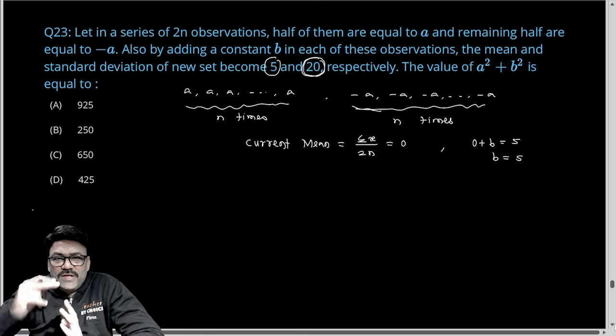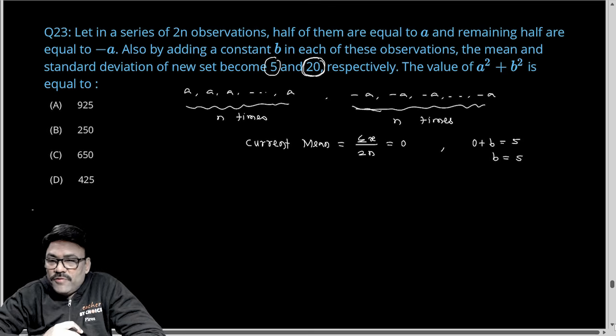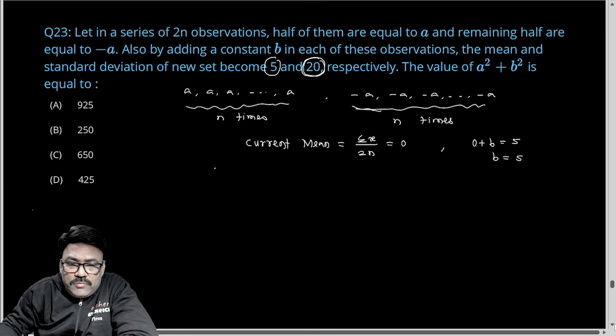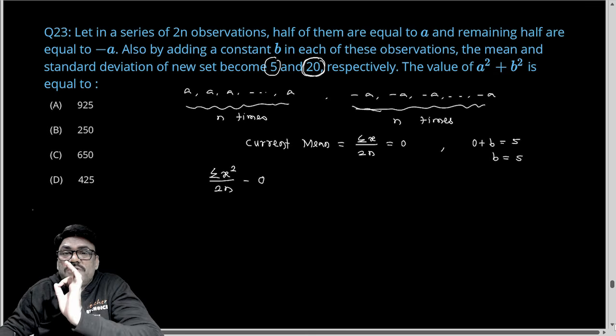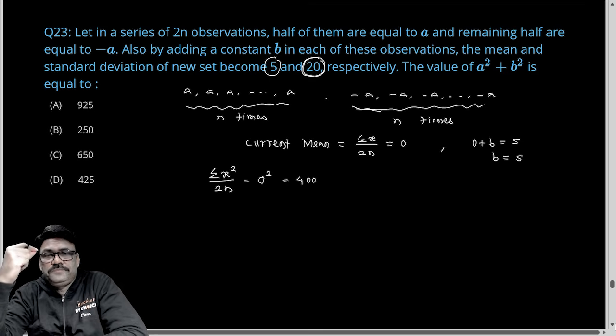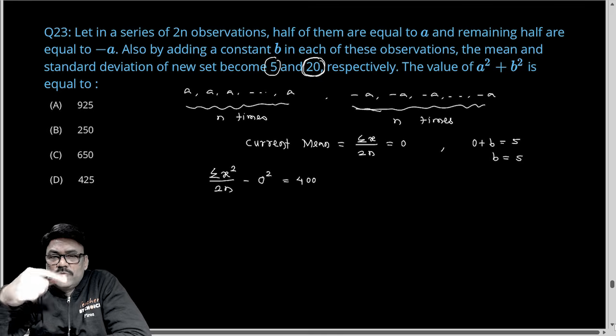Variance is the square of the standard deviation, so that will be 400. So now what will be the variance? Variance will be sigma x square by 2n minus the square of the mean. I am writing the original variance and the current variance. Original variance will be sigma x square by 2n minus the square of the mean, and it should be 400. In fact, original variance and new variance both should be the same.